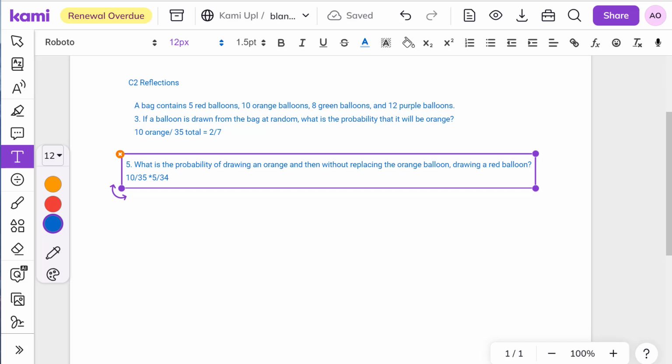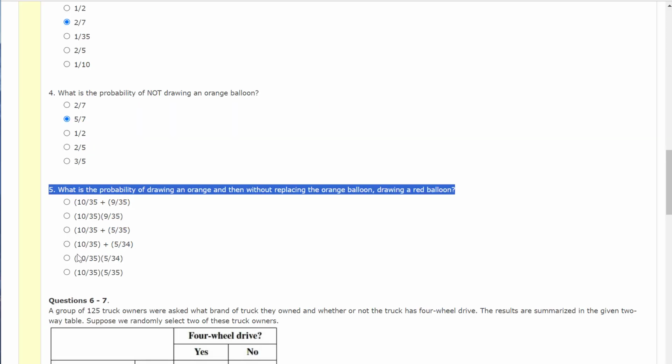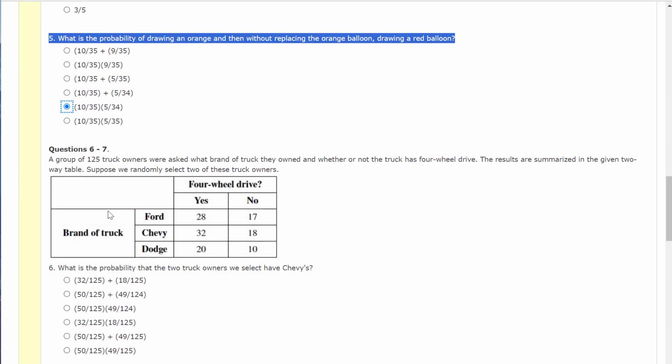All right, 10 out of 35. I could simplify this: 2/7 times 5/34. So you could actually get 1/7 times 5/17, but I doubt it's like that. It's probably 10 over 35 times 5 over 34. There we go. That's it. I didn't want to make your life too hard.